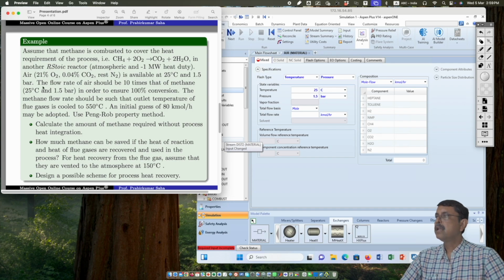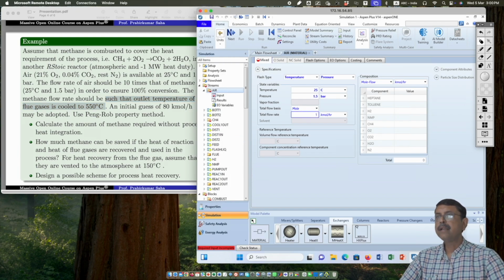And the flow rate. Now here there is an interesting thing. The flow rate of air should be 10 times that of methane in order to ensure 100% conversion. And what is the methane flow rate? The methane flow rate should be such that the outlet temperature of the flue gas is 550 degrees centigrade. So methane flow rate itself we do not know. How can we give a figure for air flow rate? And there we have to use a calculator block. Now for the time being, we give a small dummy figure over here. And that flow rate is say 1.